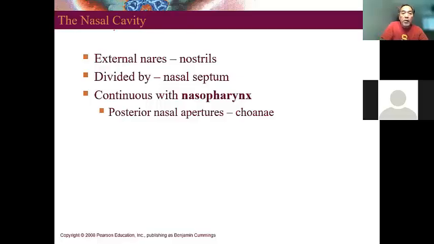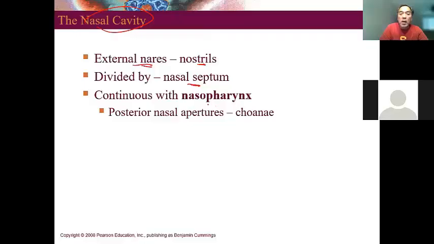Okay, so the nasal cavity. Let's take a look at the nasal cavity. The opening is called the external nares, or what we call the nostrils. It is divided by a septum. So the two nostrils are not mixing together. There's actually a division in the middle called the nasal septum.